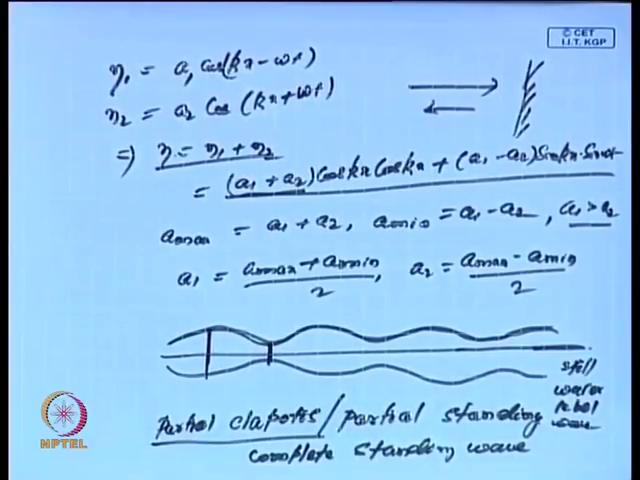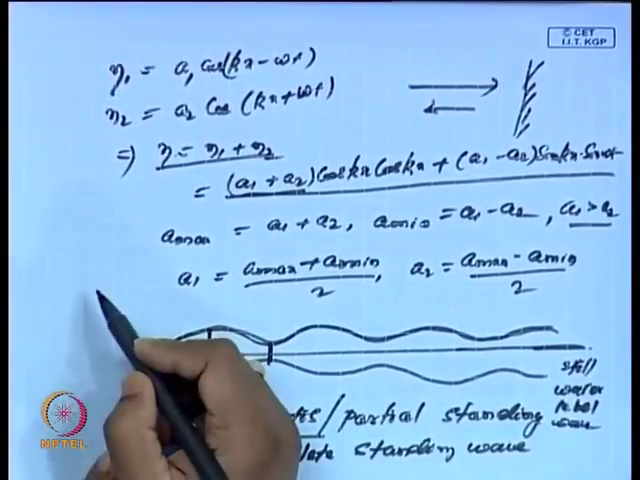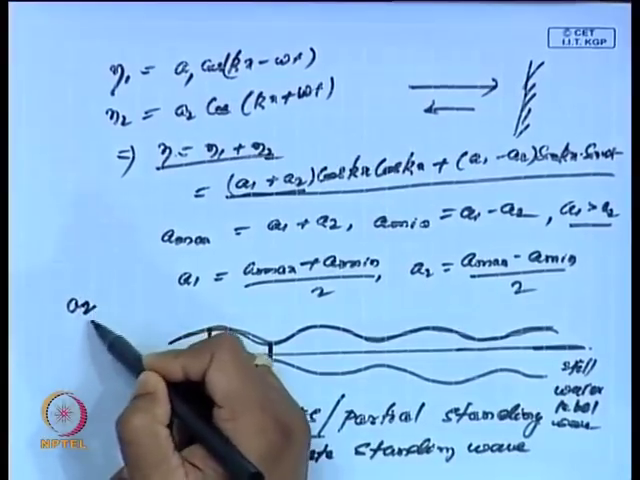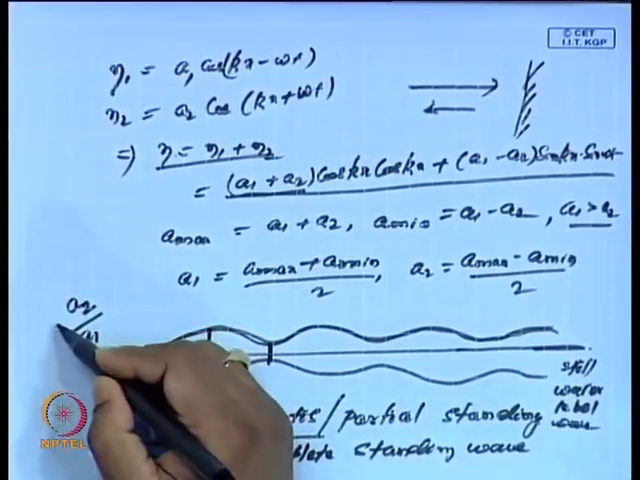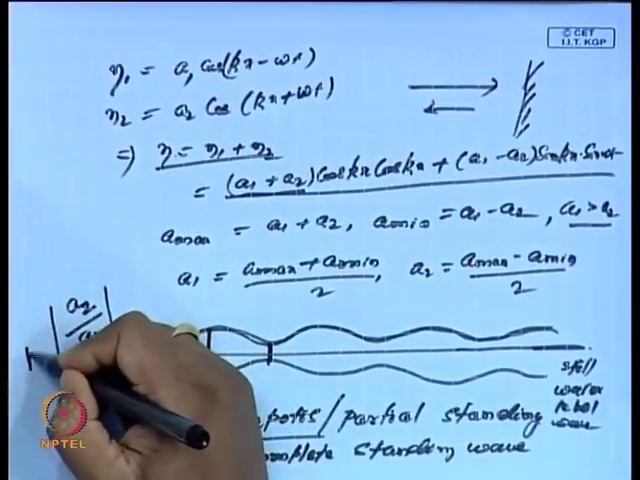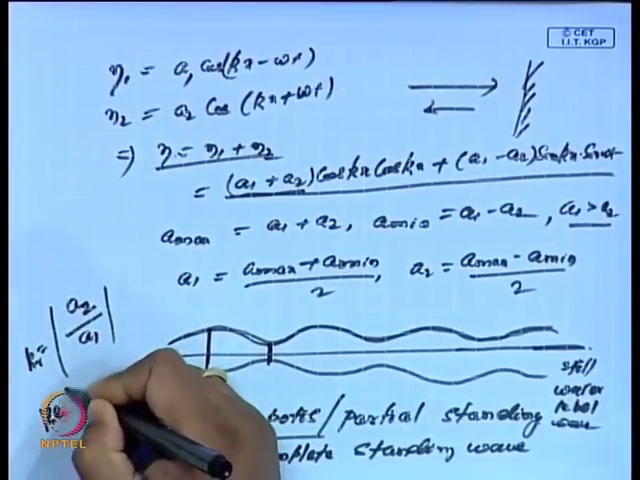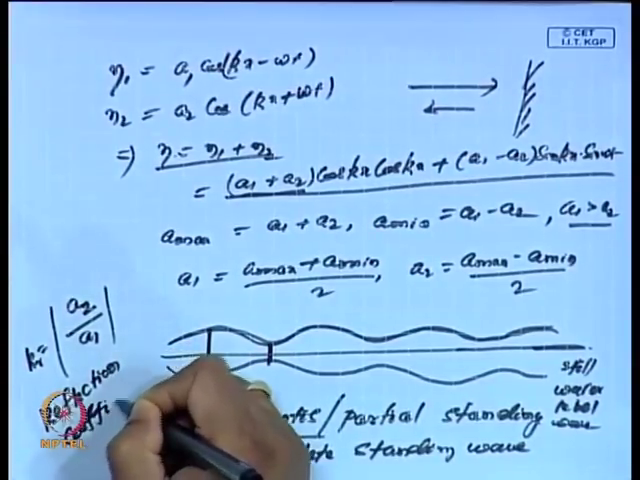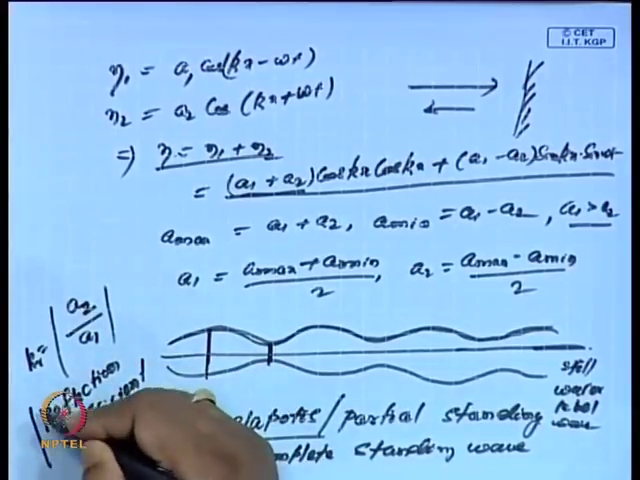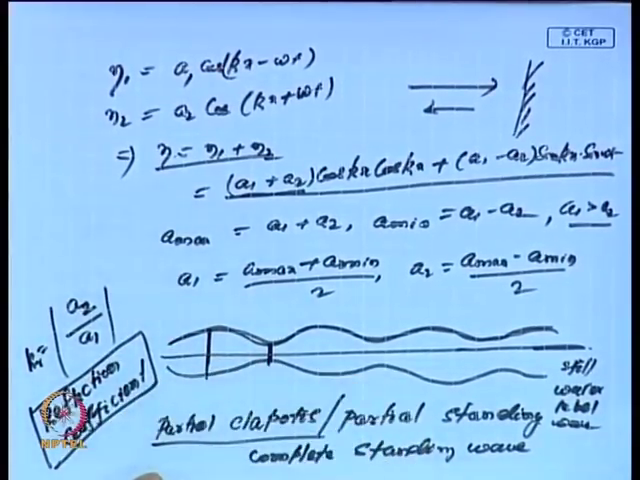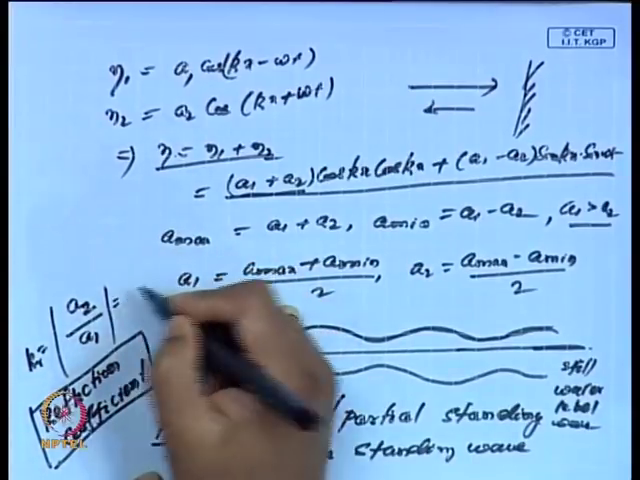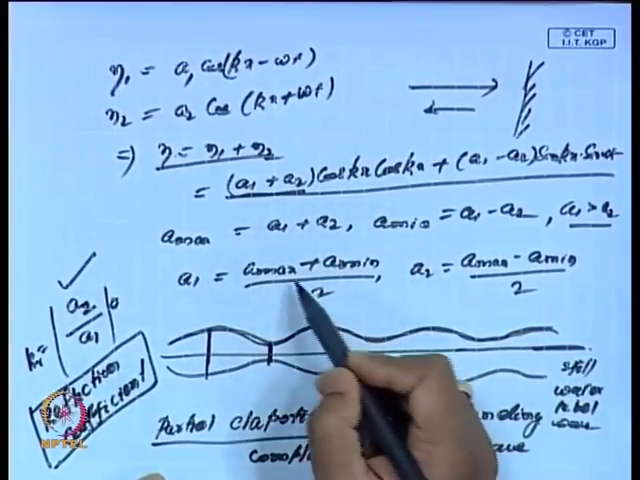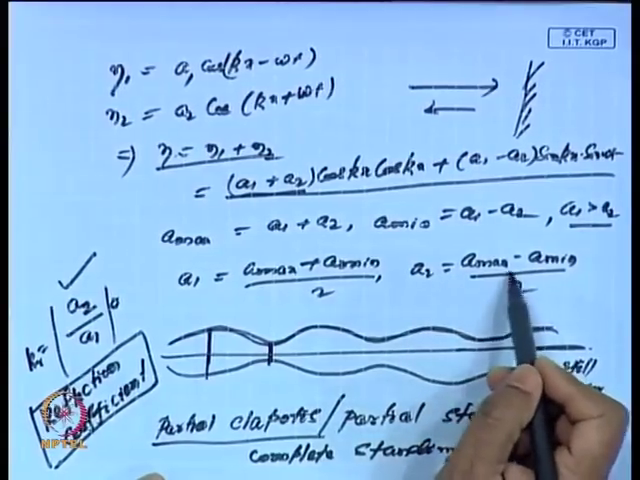And in fact, in the earlier days, the ratio of the amplitude of the reflected wave, that is A2, to the amplitude of the incident wave, that is A1, we call Kr, which is nothing but the reflection coefficient. This used to be obtained using this formula: A1 is A max plus A min, and A2 is A max minus A min.